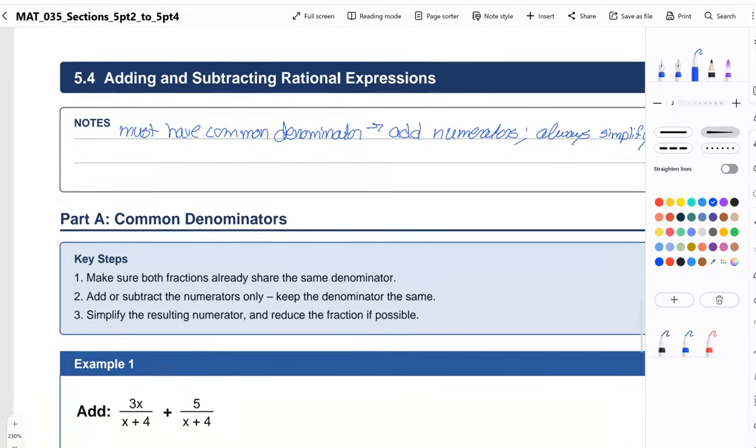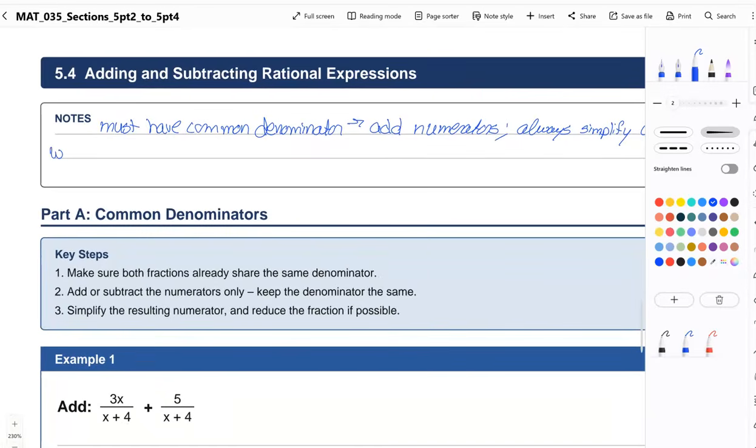So what if we don't have a common denominator? This is where we're going to find that least common multiple. And then we may have to multiply one or both fractions by a number to get that least common multiple. So let's just use an example with numbers.